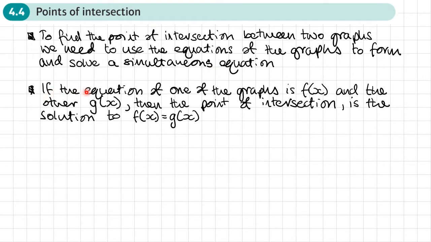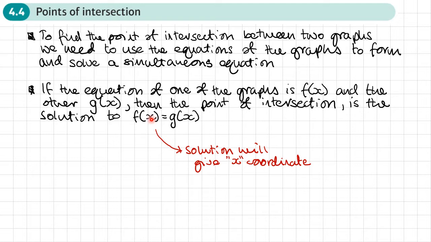So for example, if the equation of one of the graphs is f of x and the other is g of x, then the point of intersection is the solution to f of x equals g of x. Now, when we solve this, the solution will give us the x coordinate. What we then need to do is to substitute that x coordinate back into either f of x or g of x to find the y coordinate.